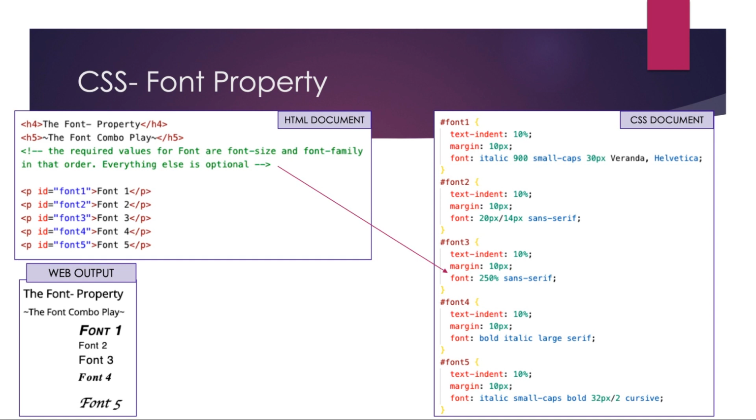Last but not least, we come to the Swiss Army knife of CSS fonts, the font property. As I like to call it, the font combo plate, where you can combine a whole bunch of different elements. Now, the only thing required is that you pass it the font size and the font family in that order. Everything else is optional. So you see where I have example number 1, italic, 900, small caps, 30 px, Verdana, Helvetica, and then down to example number 3, where I simply pass it a size, 250%, and then sans serif as my font family. Everything else is optional, and you see on the lower left-hand side exactly what that looks like.